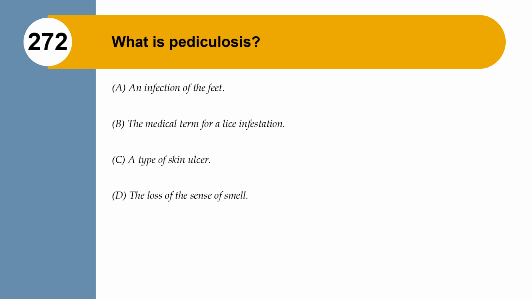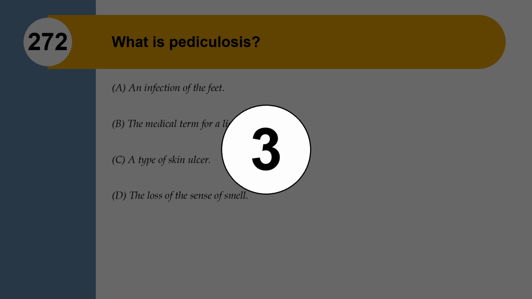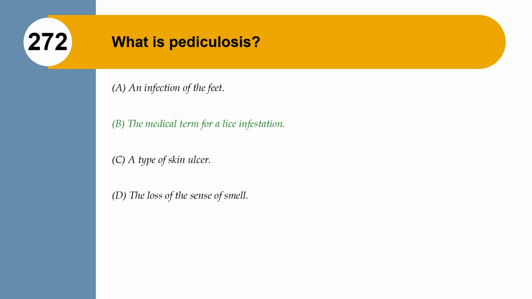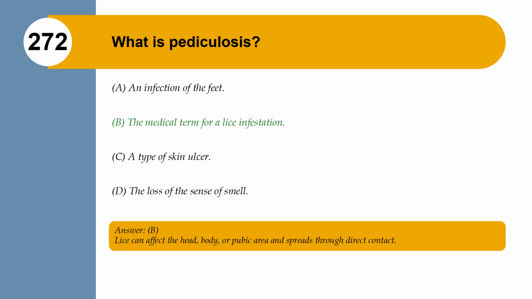Question 272. What is pediculosis? Option A, an infection of the feet. Option B, the medical term for a lice infestation. Option C, a type of skin ulcer. Option D, the loss of the sense of smell. The correct answer is option B, the medical term for a lice infestation. Explanation: lice can affect the head, body, or pubic area and spreads through direct contact.